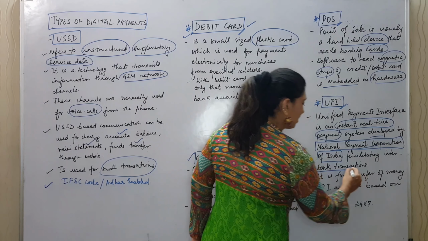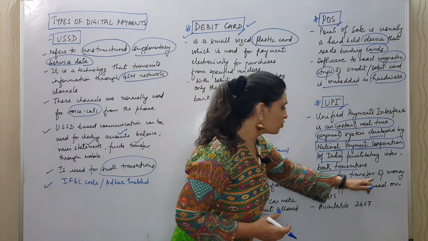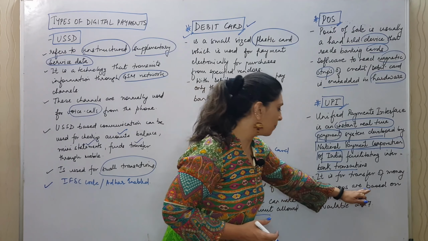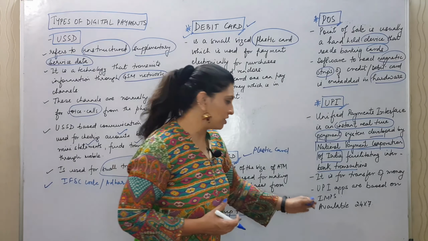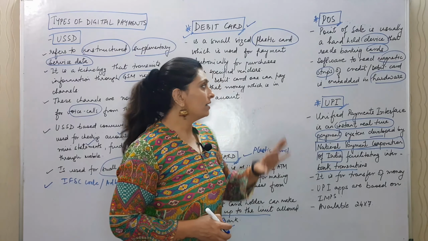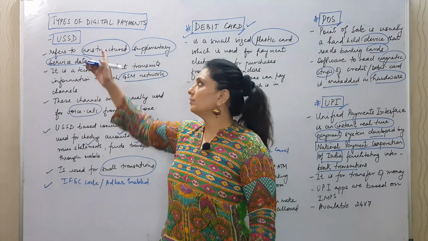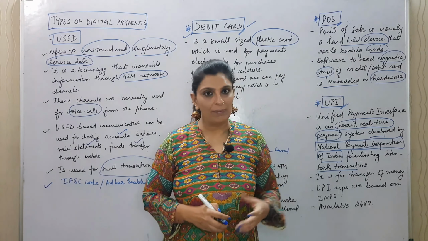Facilitating interbank transactions, so you can pay money from one bank account to another. It is for transfer of money. UPI apps are based on IMPS, like I told you, immediate payment services. It's available 24/7. So these were 1, 2, 3, 4, 5 types of digital payments.